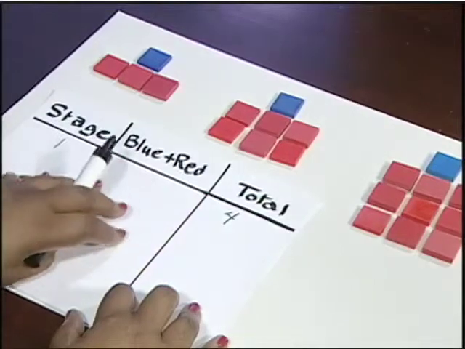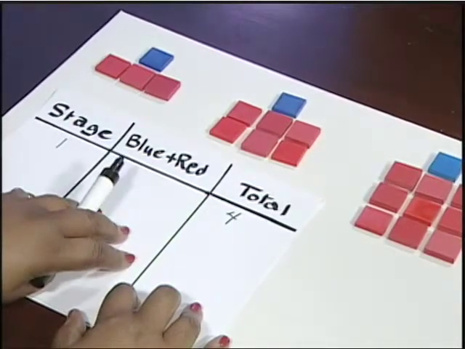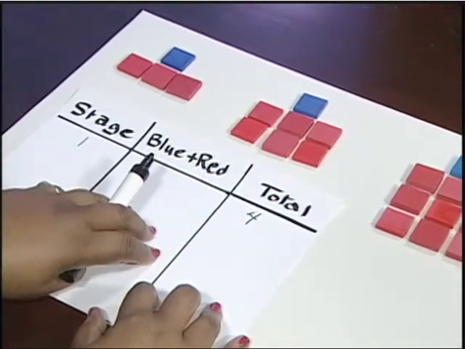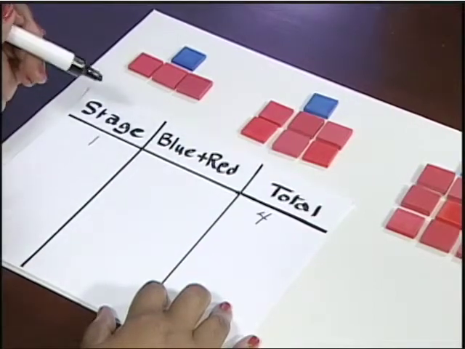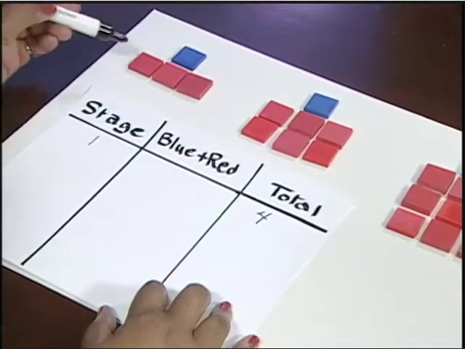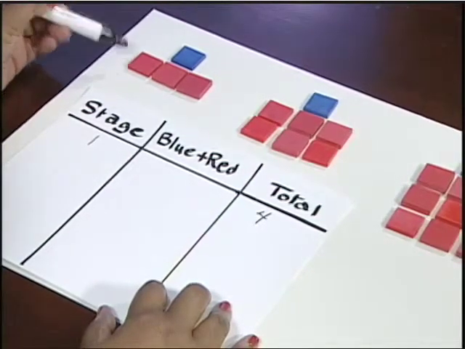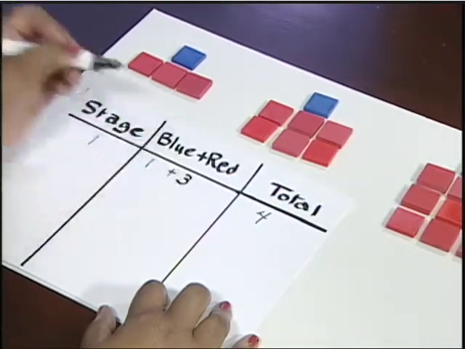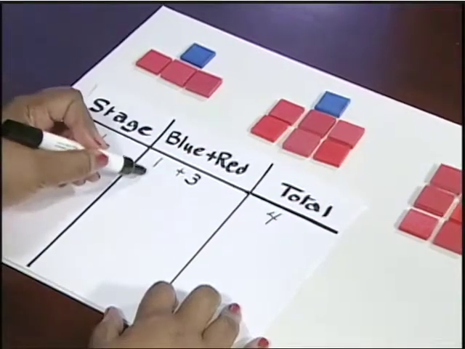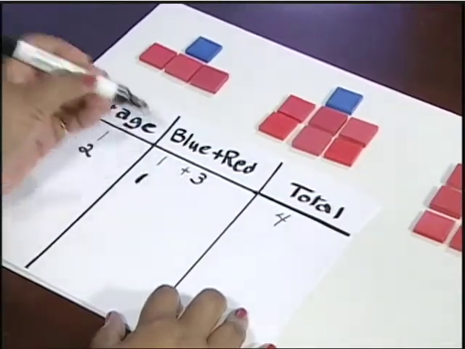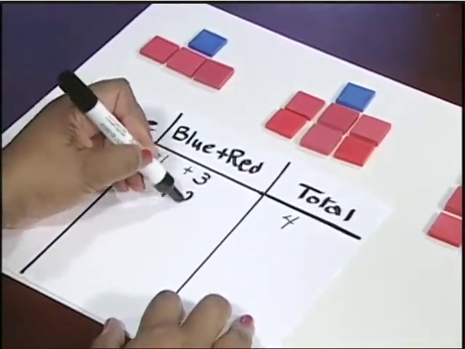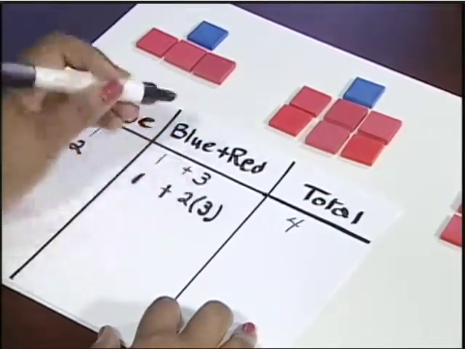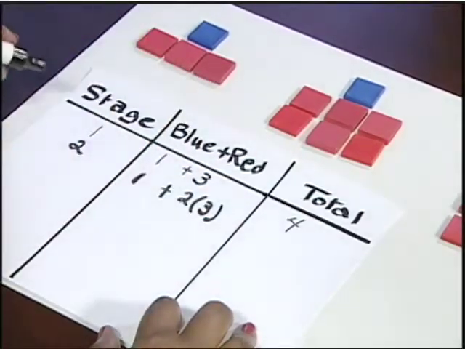And so we create a T-table that would demonstrate that, where they write about what's actually happening. So for example, in the very first stage, they could see that they have 1 blue plus 3 reds. In the second stage, they still have the 1 blue, but in this case, they have 2 groups of 3 reds. And then again, they can compute what the total is going to be.